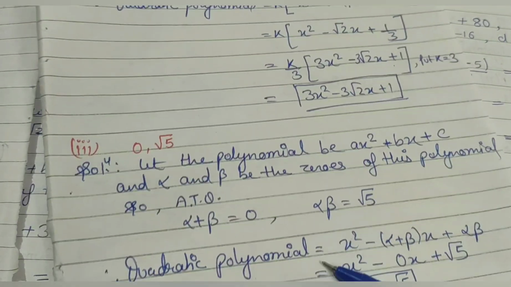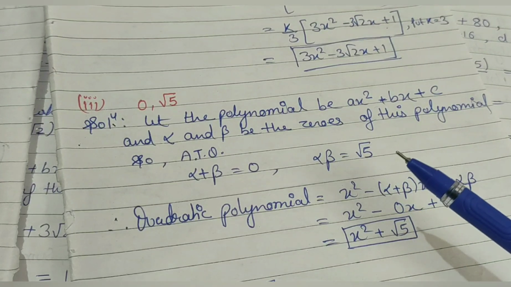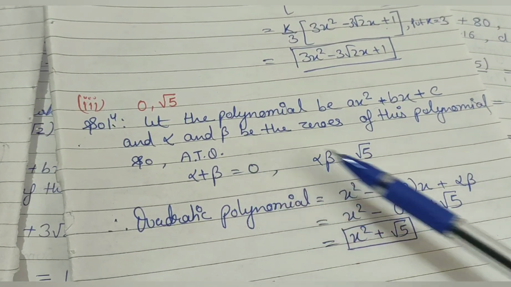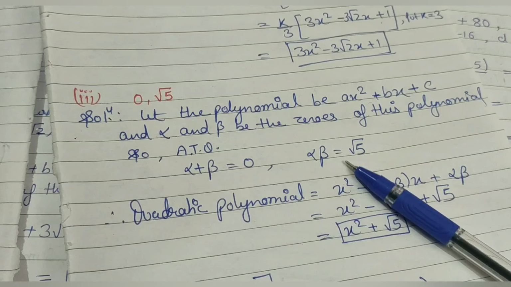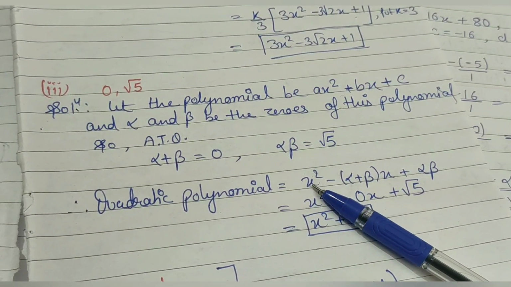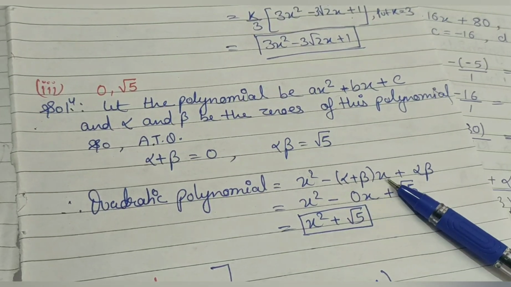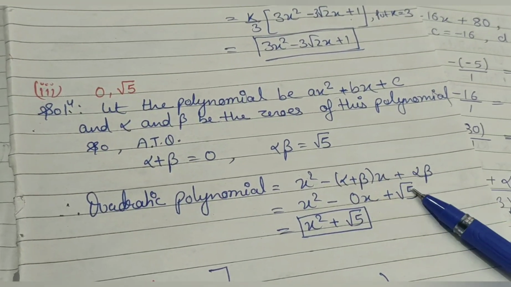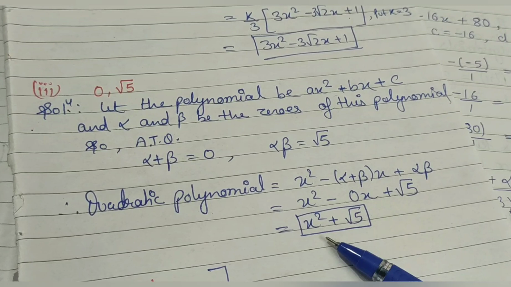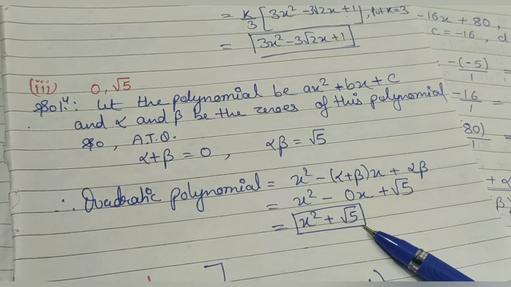See the next one now. 0 and root 5. Now alpha plus beta is 0. Alpha into beta is root 5. Simply we'll put this in the equation. This quadratic polynomial is x square minus (alpha plus beta) into x plus alpha beta. Put the values. So here 0 into x means 0 only. So the final answer is x square plus root 5.